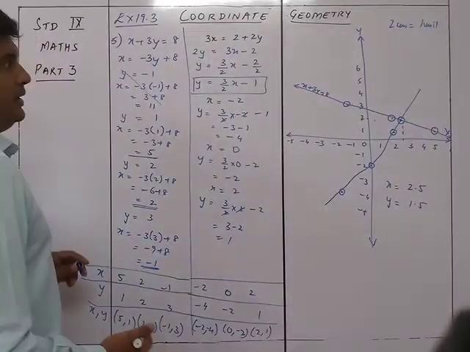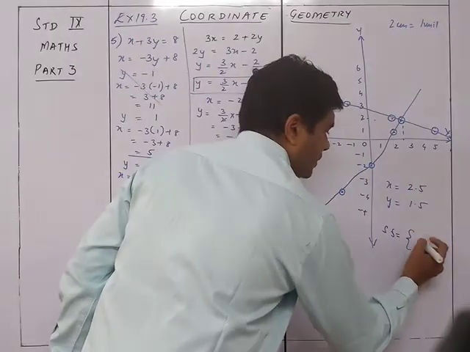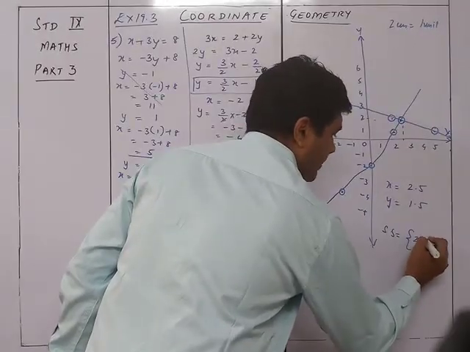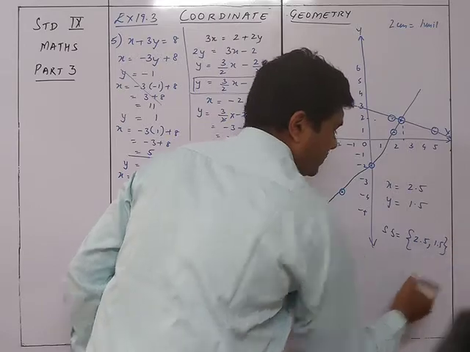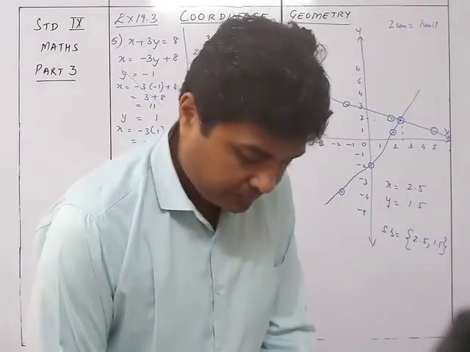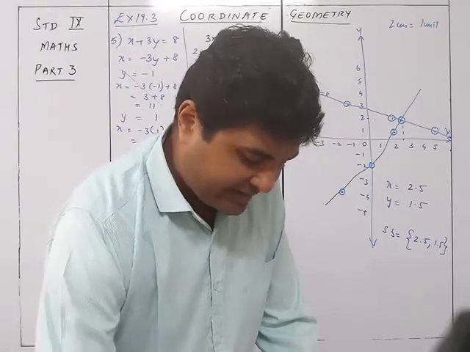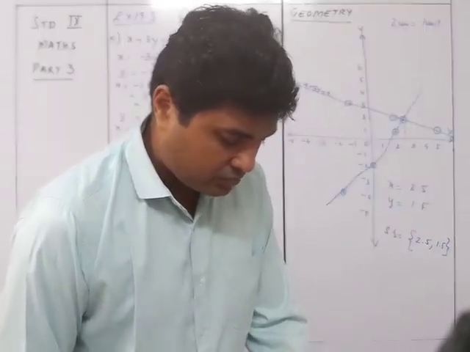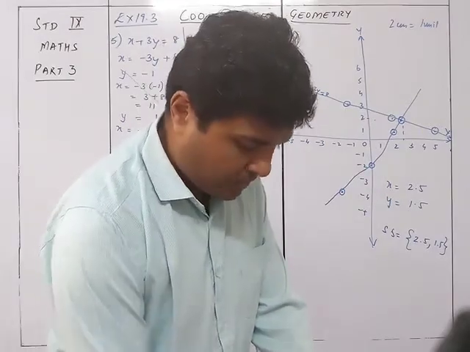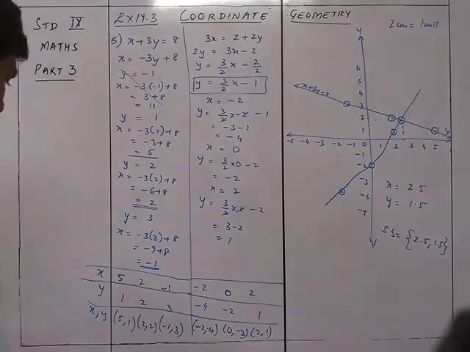Okay, x is equals to 2. So the solution set will be 2.5 comma 1.5. We can just check the answer for sum number 5. When you draw it on the graph, you will exactly get the right answer. So 5 is 2 comma 2. Okay, let me see where I made a mistake.